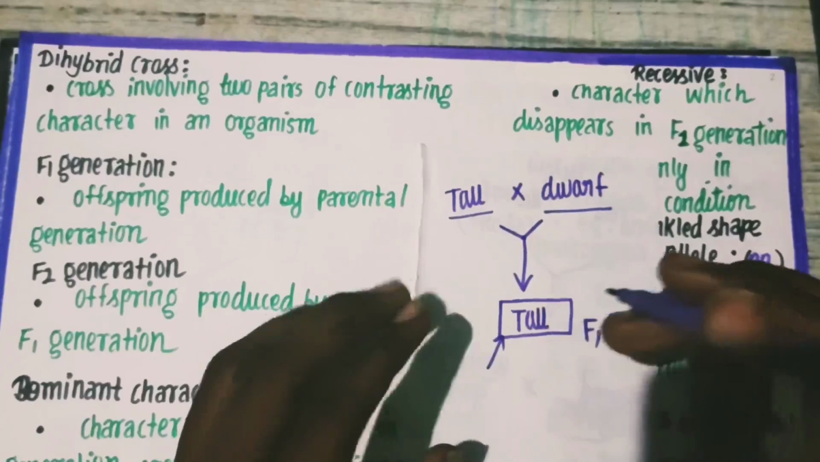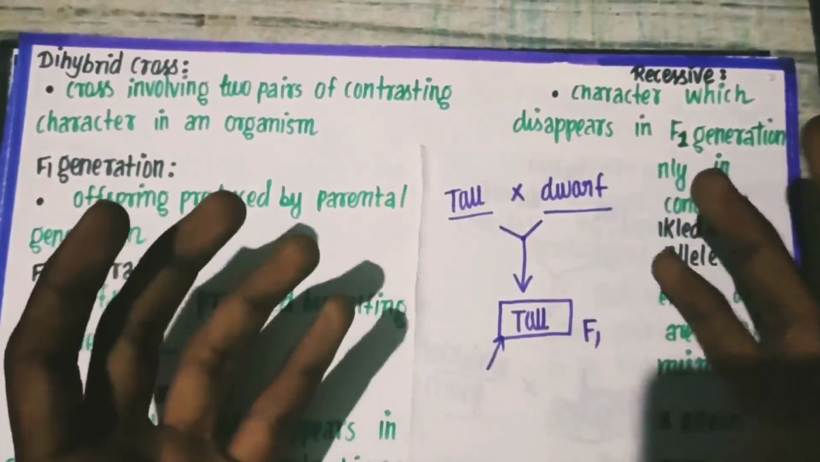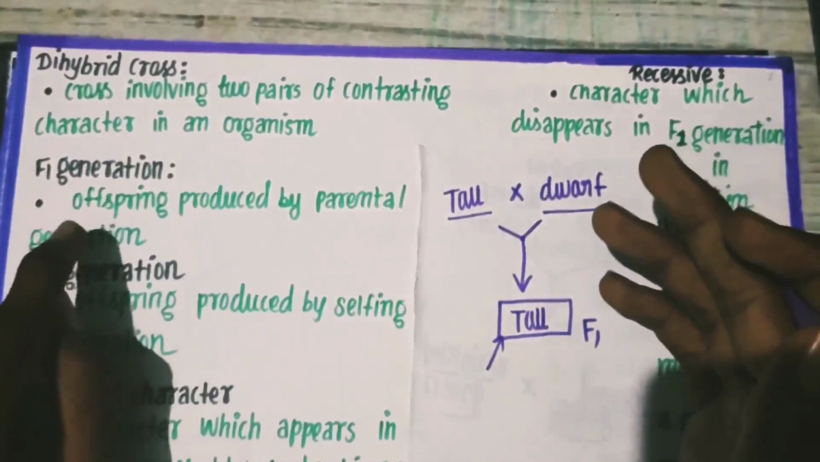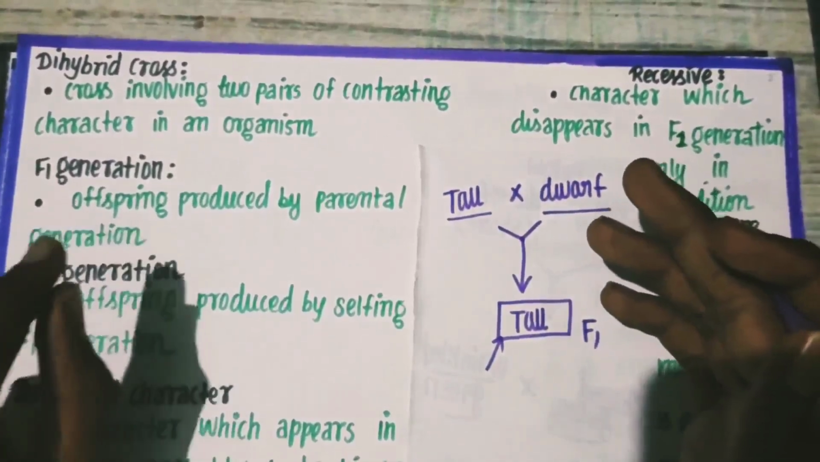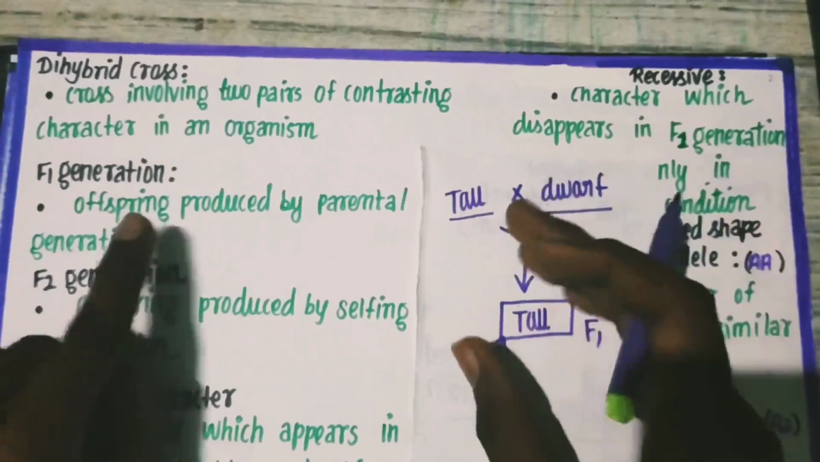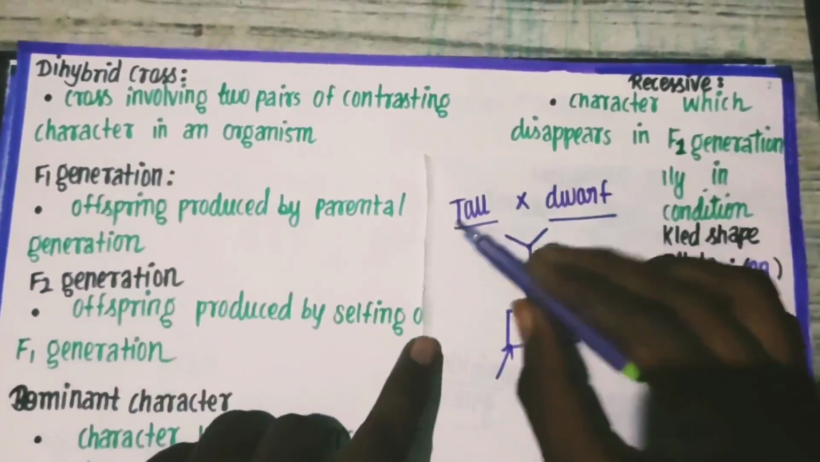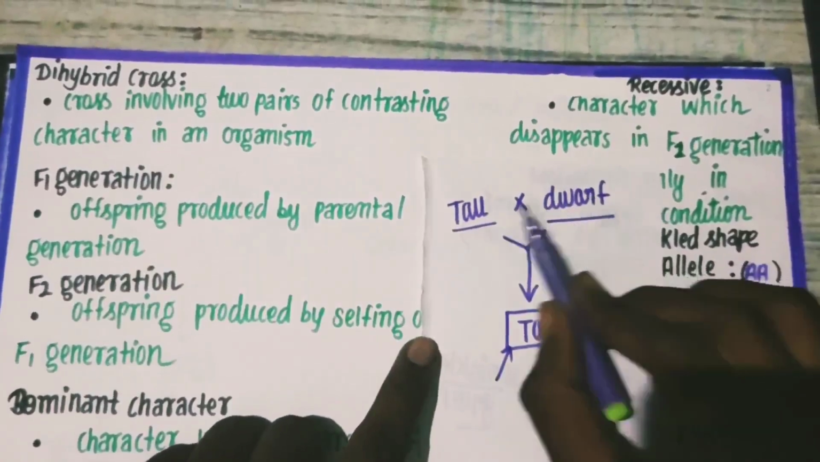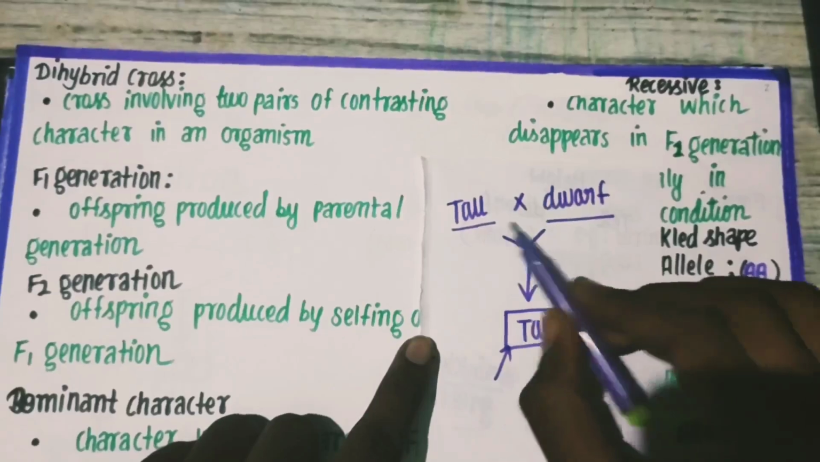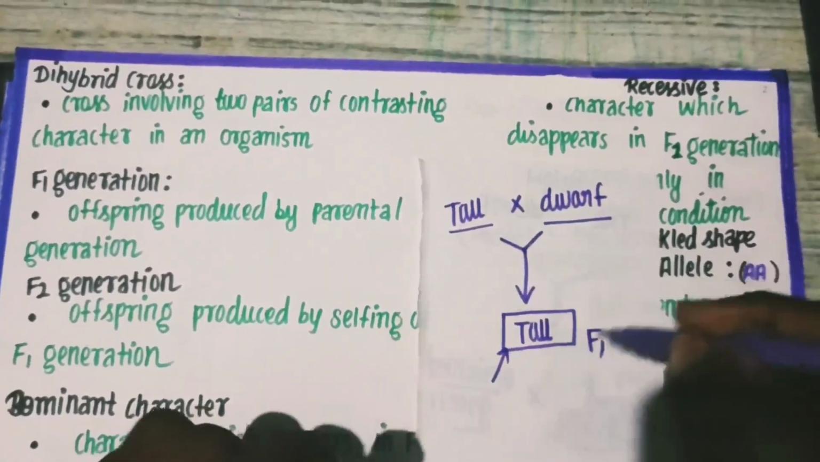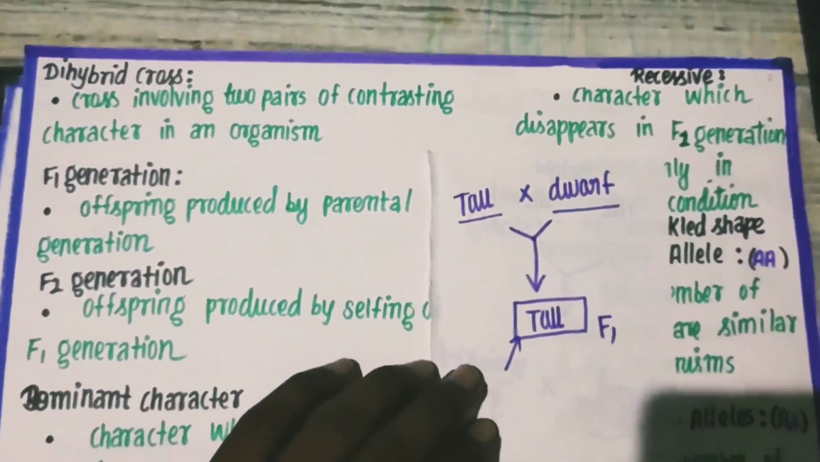F1 generation is the offspring. Offspring means progeny, young ones, child, everything means the same, right? So offspring produced by the parental generation is known as F1 generation. If you combine these two parents, if you cross them, you will get one generation. That is what is called the F1 generation.